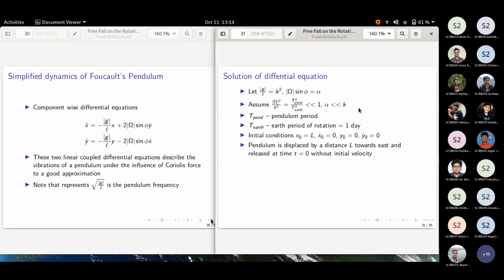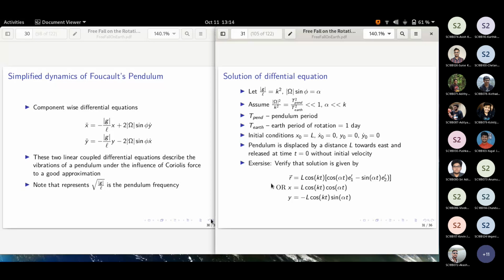The pendulum is displaced by a distance L towards the east and released at t equals 0 without any initial velocity. So you have to go back and verify that the x and y components are given by this particular expression: x equals L cos kt cos alpha t, and y equals minus L cos kt sin alpha t. It's not difficult to verify. You can substitute and see, or you can cook up the solution for this differential equation also.